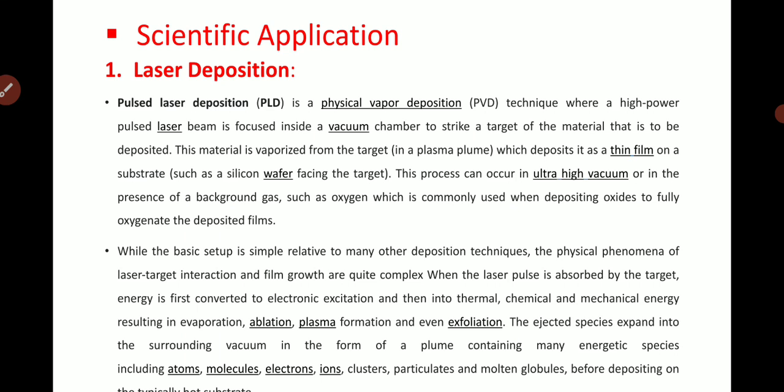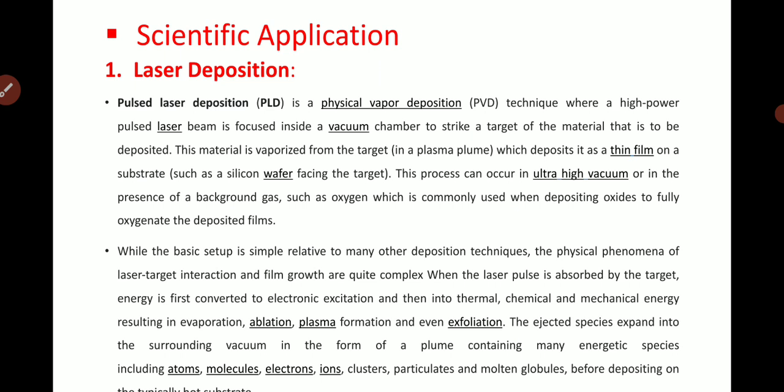The material is vaporized in a plasma plume, and it is deposited as a thin film on a substrate, such as silicon, facing the target. This process can occur in ultra high vacuum or in the presence of a background gas such as oxygen, which is commonly used when depositing oxides to fully oxygenate the deposited film.